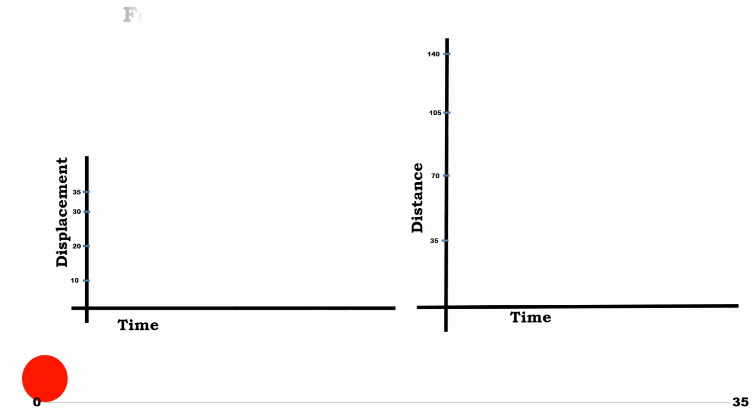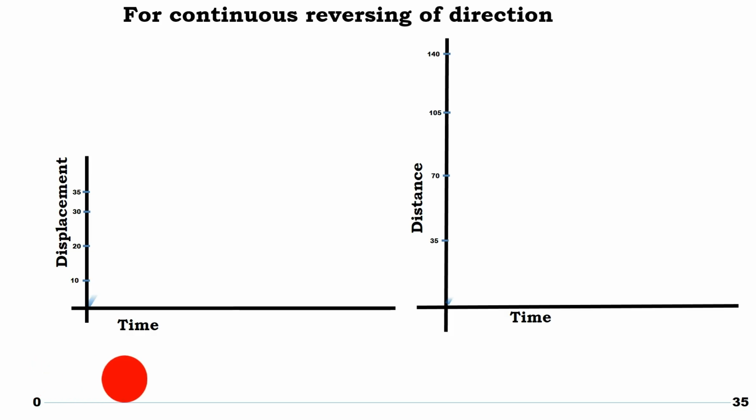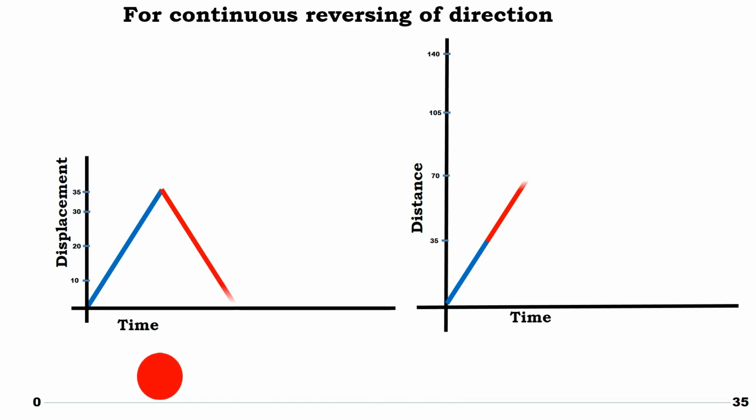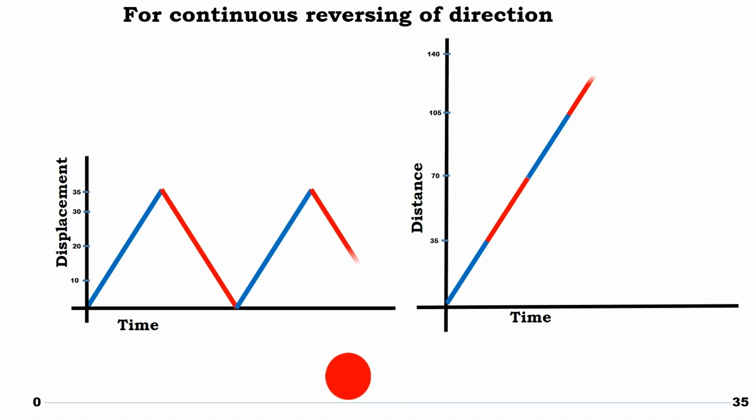At the end, let's take an example of situation where an object reverses its direction thrice along a straight path. Here we can observe there is increasing and decreasing graph of displacement for different part of path, while graph of distance is only increasing for all part of path. It is due to the fact that displacement is vector quantity, while distance is scalar quantity.